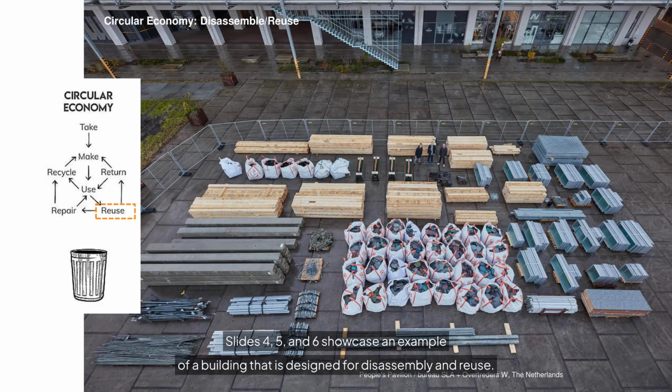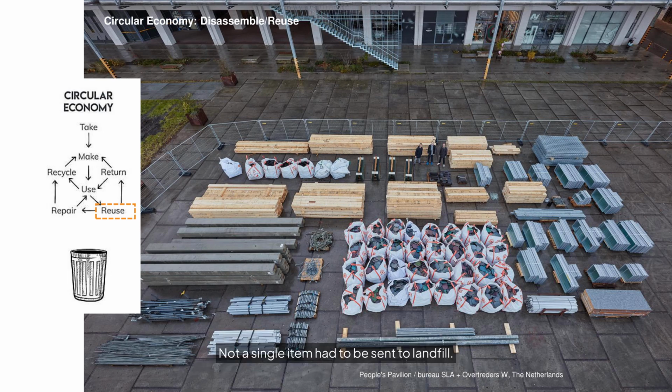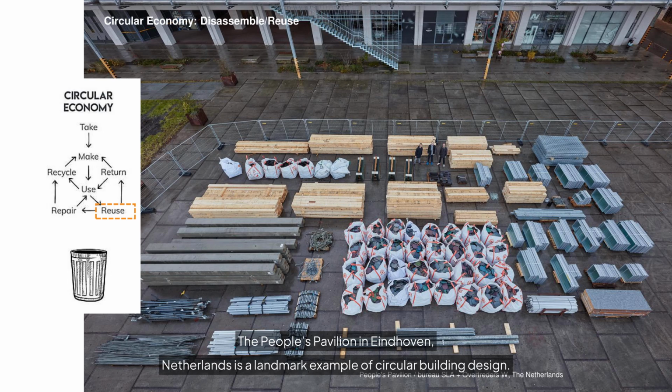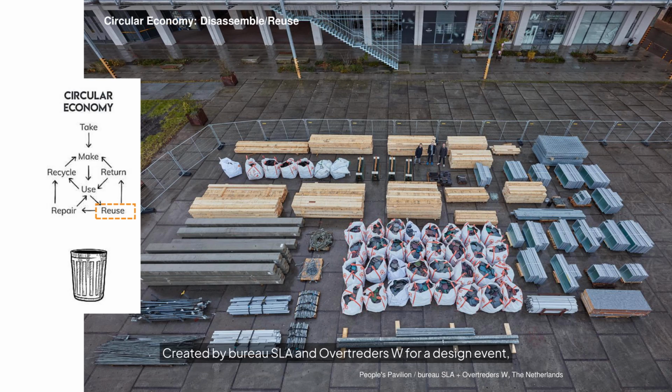Slides 4, 5, and 6 showcase an example of a building that is designed for disassembly and reuse. Not a single item had to be sent to landfill. The People's Pavilion in Eindhoven, Netherlands, is a landmark example of circular building design. Created by Bureau SLA and Overtreders W for a design event, this 250 square meter pavilion was built using 100% borrowed materials, from the concrete foundation blocks and wooden beams to all the glass panels and even the facade cladding, as shown here.